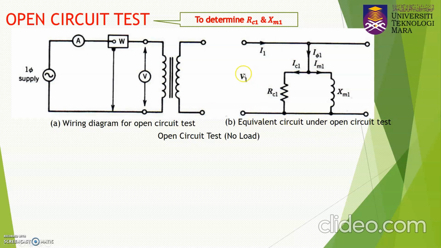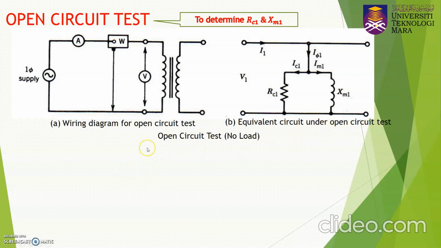You can see that you have the primary voltage, and this is the primary current. It connects to RC1 and XM1 in parallel. So this is the topology for the open circuit test.